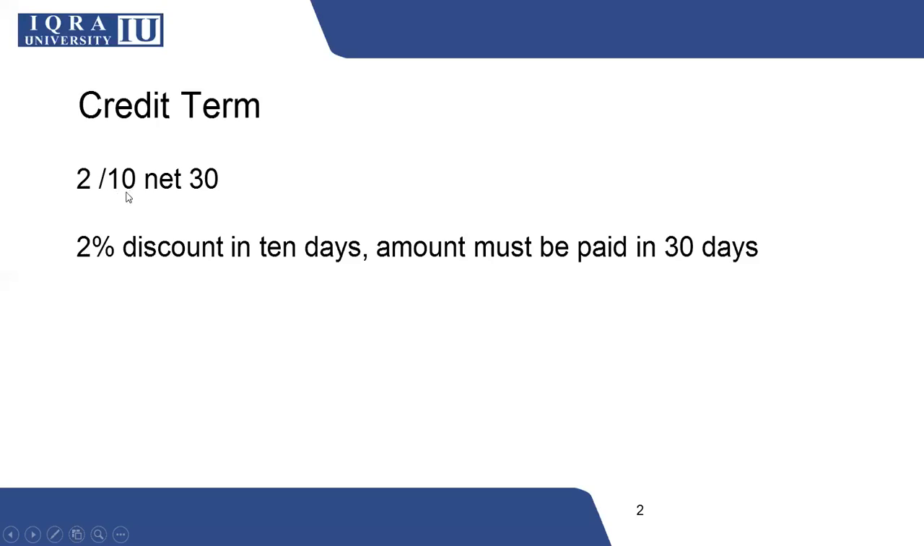Remember that this 10 is not indicating percentage. This is indicating the total days up to which you can avail this discount. Net 30 means if you are unable to settle this amount in 10 days, then maximum you can take 20 days more advantage, but you must settle it within 30 days. And of course, in that case, you will not be able to get any discount, because discount is only available if you are paying this amount in 10 days. So up to 10 days, if you settle this amount, you will avail the 2% discount.